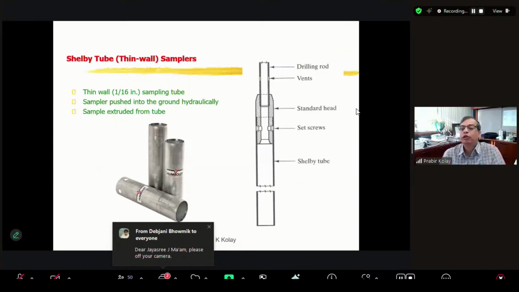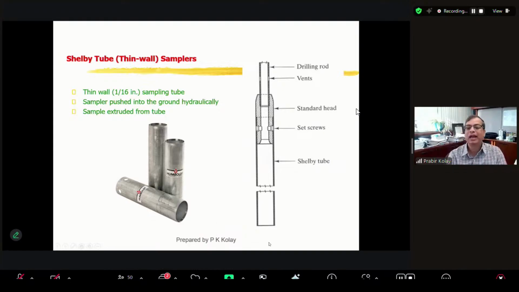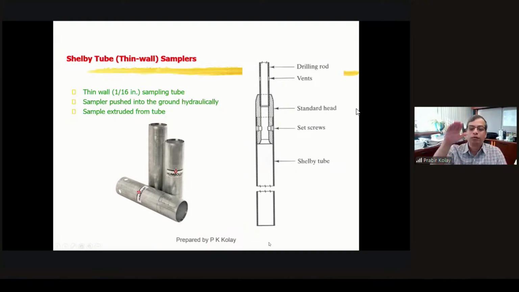So this is a Shelby tube sample. This is a thin wall sample. When you collect mostly clay type of soil, you just push it into the ground. You see there is a hole on the top of the Shelby tube, and the bottom is the cutting shoe, the thinner part. When you have pushed it into the ground, you take it out using this hole over here. Okay.